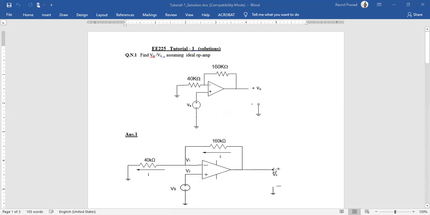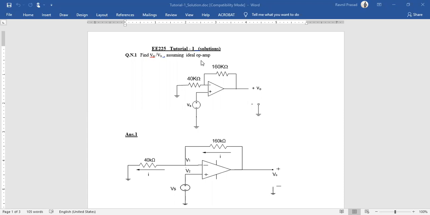So let's start with this week's tutorial. There are 4 questions that have been given altogether, right? I hope all of you can see my screen. Okay, great. So question number one was to find Vout upon Vs, assuming an ideal op-amp, right?